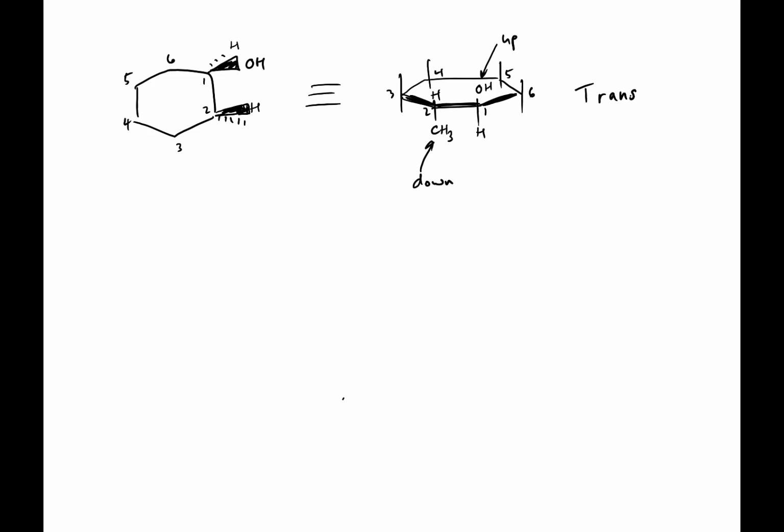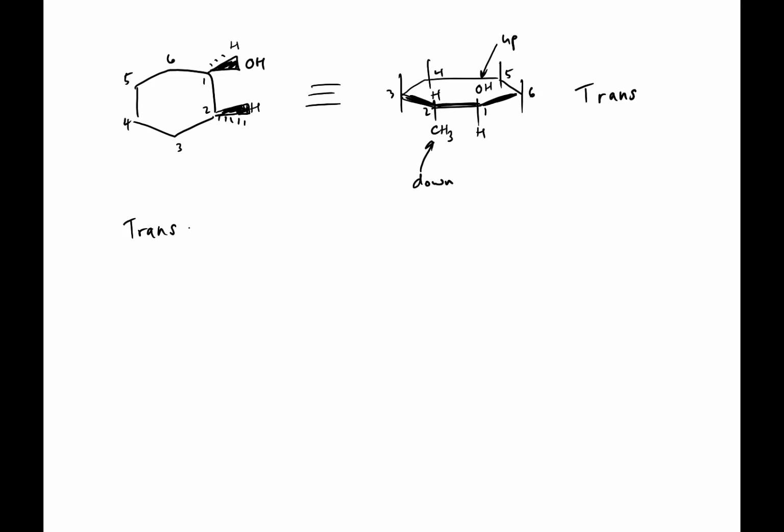I don't want to beat this to death and spend 20 minutes on it. But if they were both up or both down, that would of course be cis, because they would be on the same side. Now they are trans because they are across from one another, on opposite sides. So all that to say, I have to write, as we've done before, trans out front. Then I can figure everything else out, right?